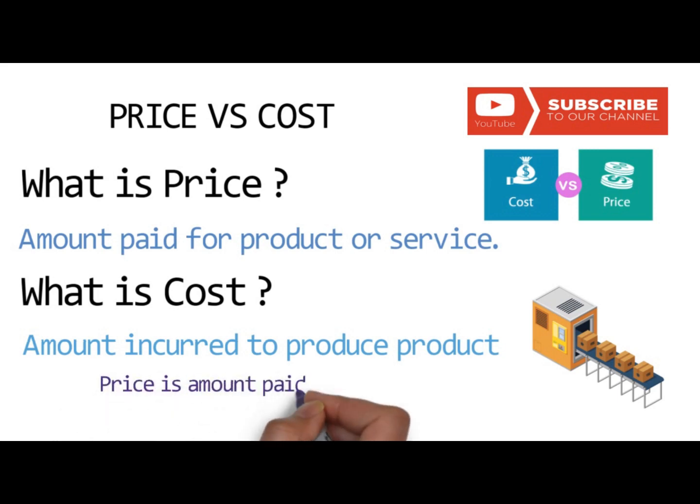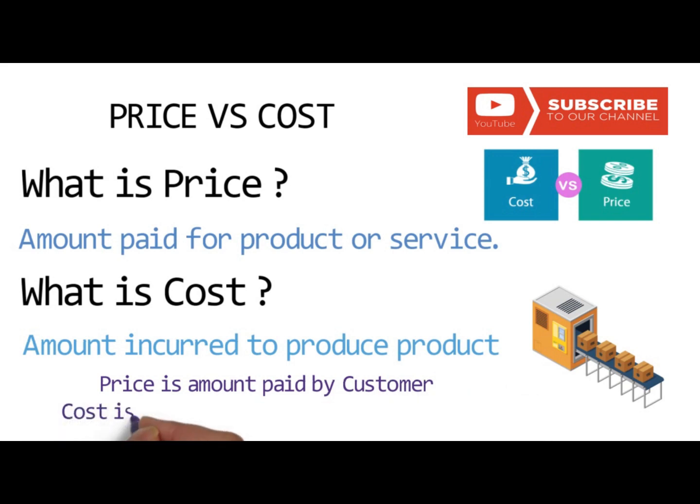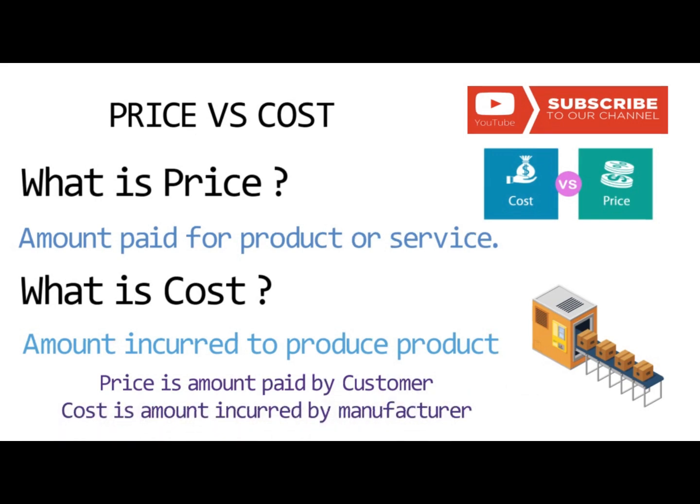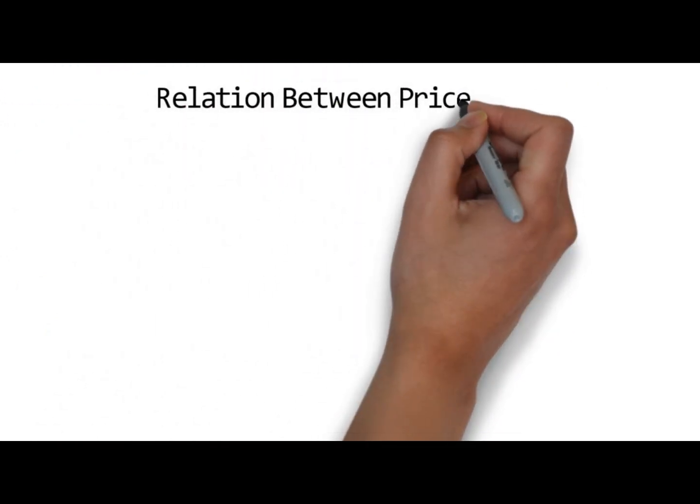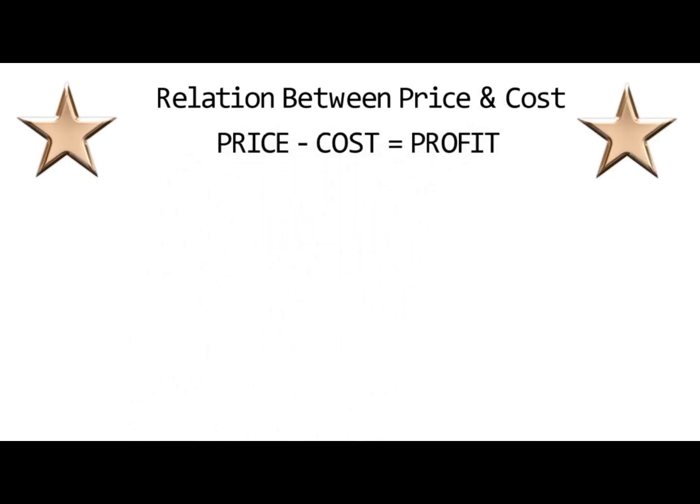So friends, we can conclude that the price is the amount paid by the customer to purchase the product, and the cost is the amount incurred to produce the product or a service. So now let us discuss what is the relation between the price and the cost. So in simple terms, the difference between the price and the cost is called as profit.